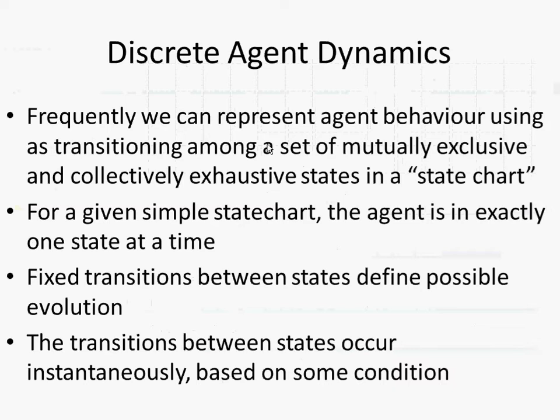In a simple state chart, and we'll talk about elaborations of this, an agent is in exactly one state at a time. And there are transitions between states that define the paths of evolution. These transitions between states will occur based on some condition, and we'll see we can define a number of conditions. And when they occur, they occur instantly. You're not in the transition for a certain amount of time, but you go across that transition from one state to the other at a certain moment in time. You switch states. Okay.